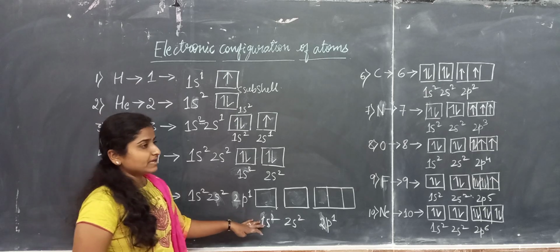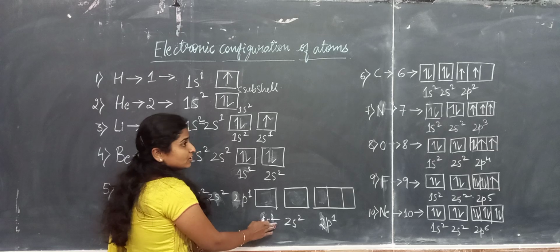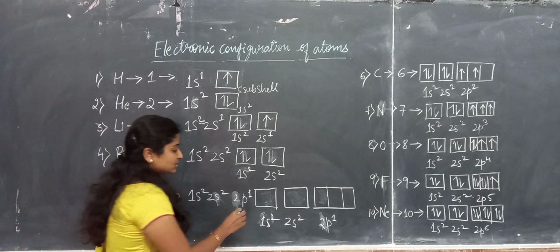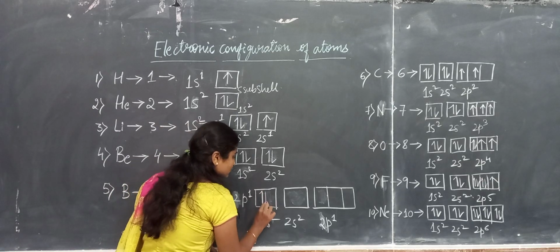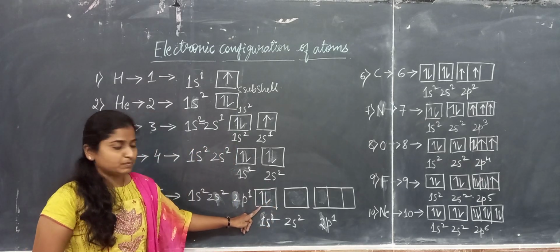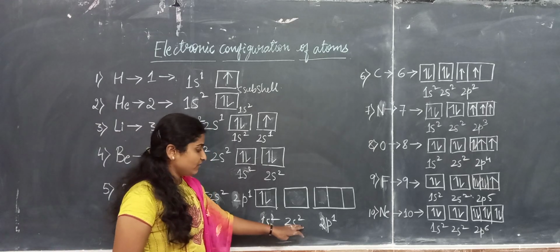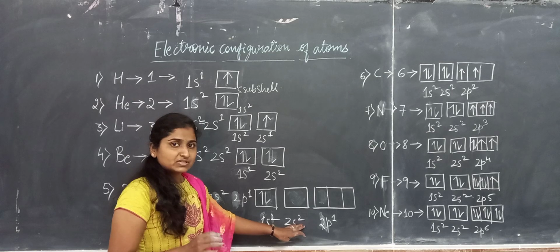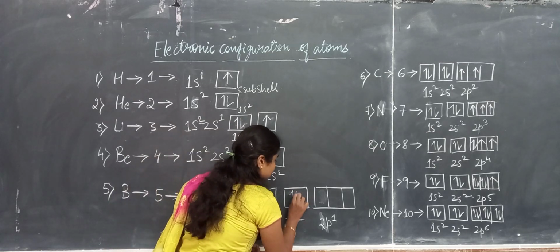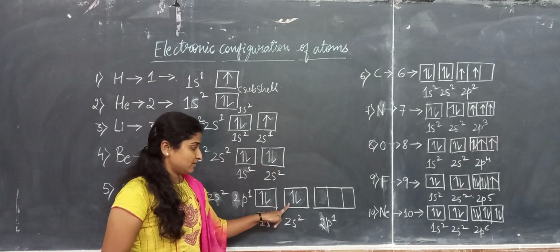So the orbital diagram we can represent here: 1s2 means the s atomic orbital has 2 electrons. So it can accommodate 2 electrons, and both electrons enter into the same orbital with opposite spin. In the 2s atomic orbital, again we have 2 electrons. It can also accommodate both, so both electrons enter into the same atomic orbital with opposite spin.